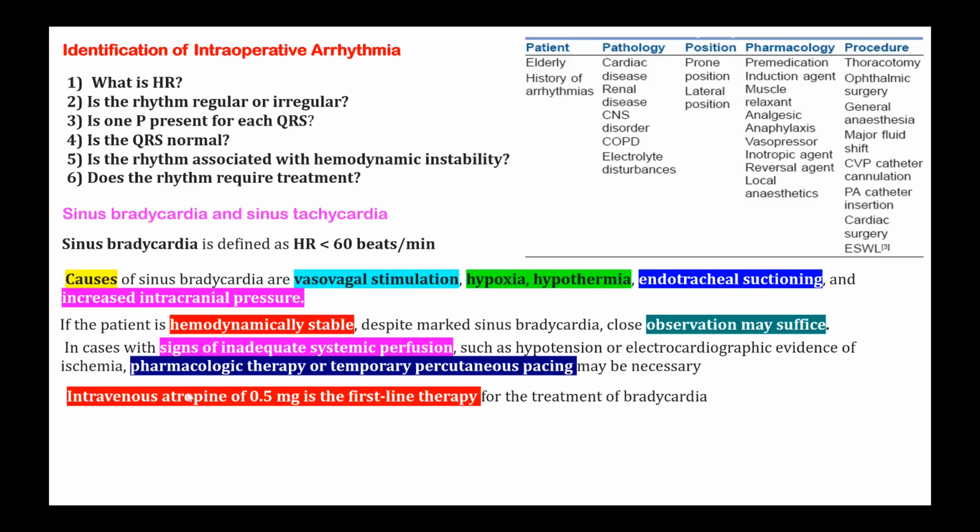And the pharmacological agent of choice is intravenous atropine, 0.5 milligram IV, and it can be repeated every 3 to 5 minutes up to a total of 3 milligram you can give. But what is the disadvantage if you go to this particular level of 3 milligram?